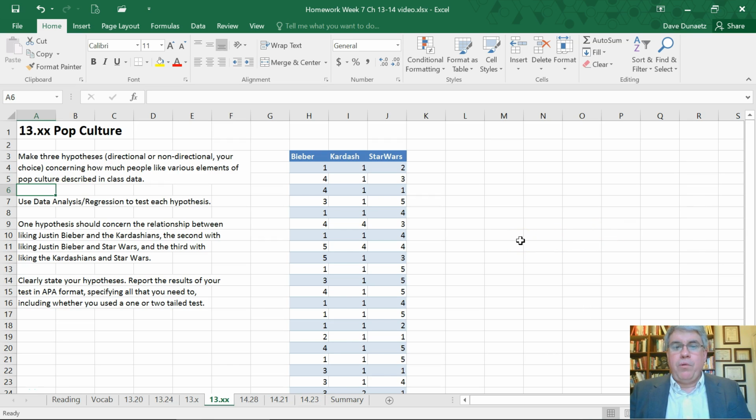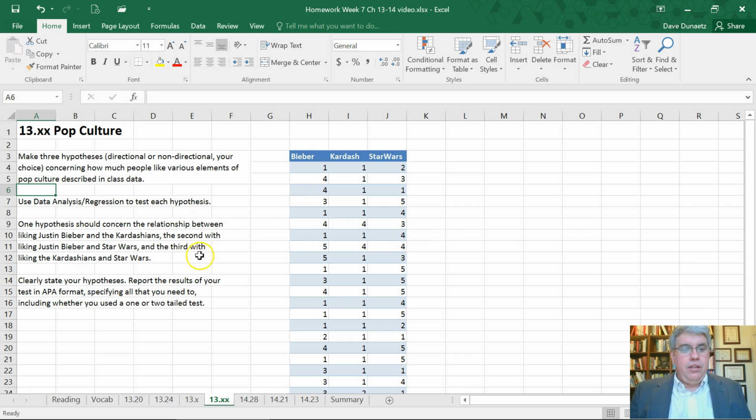In this example, we're going to look at some class data concerning pop culture, and I'm going to let you make your own hypotheses and then test them. So we have information on how much people like Justin Bieber, how much they like the Kardashians, and how much they like Star Wars. We're going to use data analysis and regression to test each hypothesis. So we'll calculate the R and see if it's significant, that is, if the P is less than 0.05.